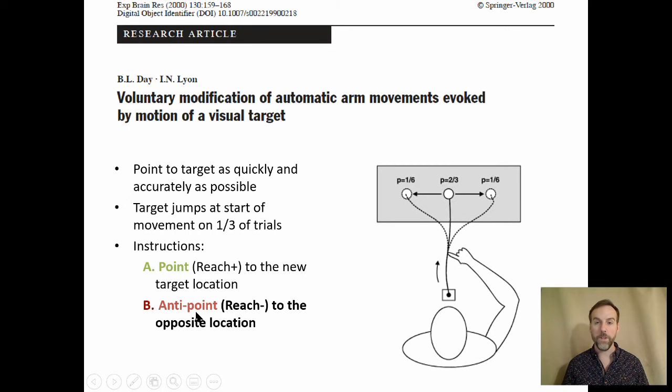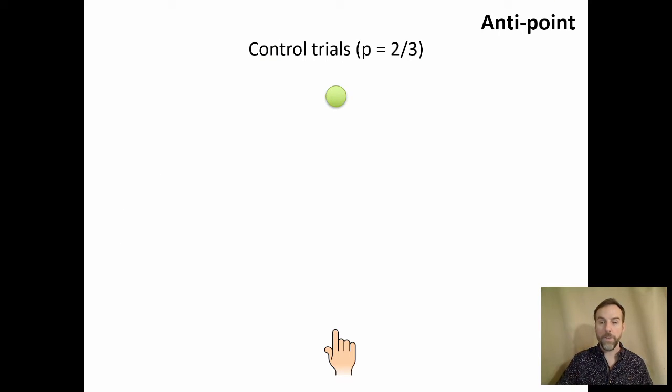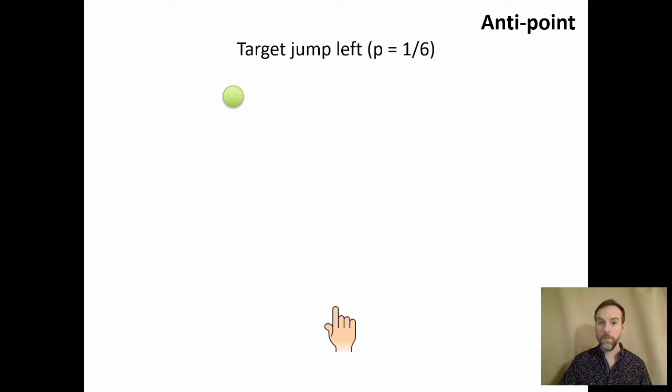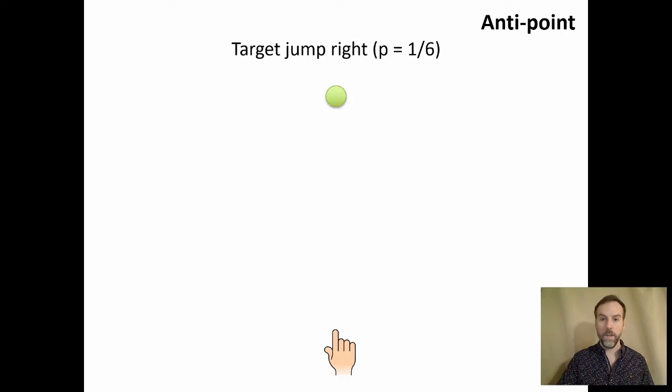And this is kind of similar to earlier when we looked at an anti-saccade. You know, look in the opposite direction. Here, point in the opposite direction. So let me animate that for you. So a control trial, target doesn't jump, so you just go to the initial target. If it happens to jump to the left when you start to move, then you should point an equal distance to the right. So anti-point.